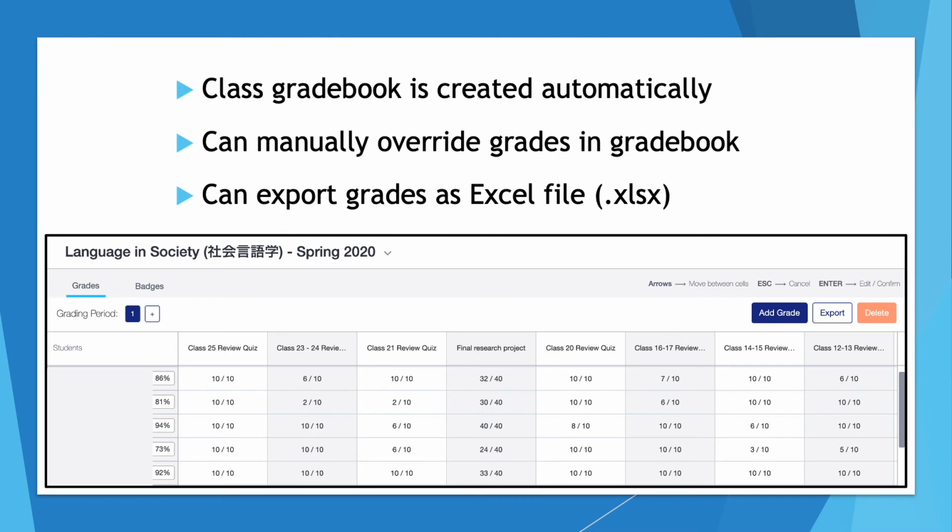Finally, if there is a section of your course that is not a quiz or assignment, if there's something else that students are graded on, you can click Add Grade, and this will allow you to manually add a grading category.